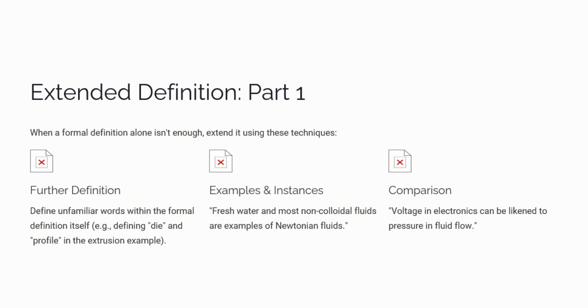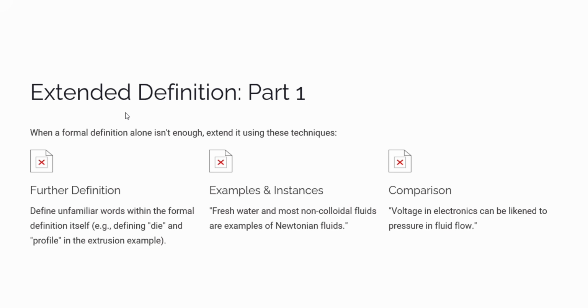Extended definitions are extensions of formal definitions and may take any of the forms below. So what are extended definitions? They are extensions of formal definitions. It's just like you are extending the formal definition. It is from there that you have your extended definition. Extended definitions may take any of the following forms.